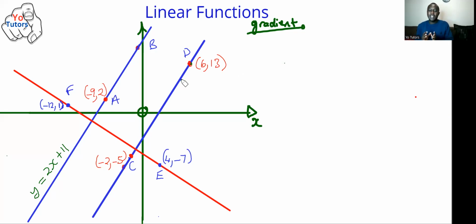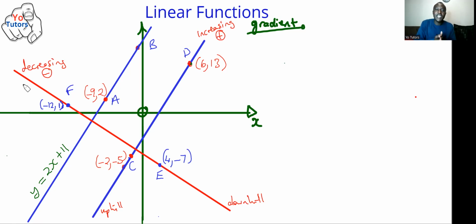Now let's move on to the gradient part. Whenever you talk of gradient, when you see this kind of line going up, it's going uphill, and we call that an increasing gradient. What about this one? It's going downhill, so it's decreasing. When I talk of the set of values where the graph is decreasing, you know that's where it has a negative gradient. When it's increasing, that's where it has a positive gradient. So with increasing, the gradient is positive, and with decreasing, the gradient is negative.